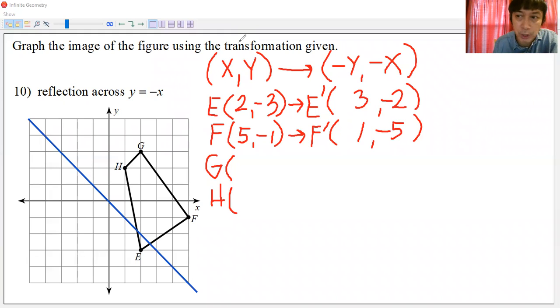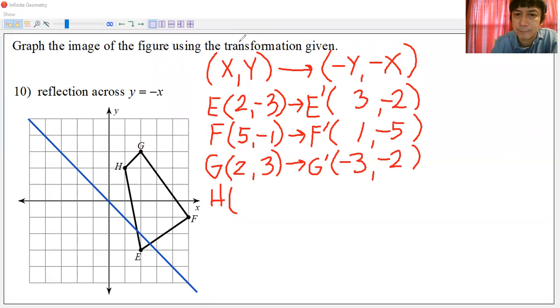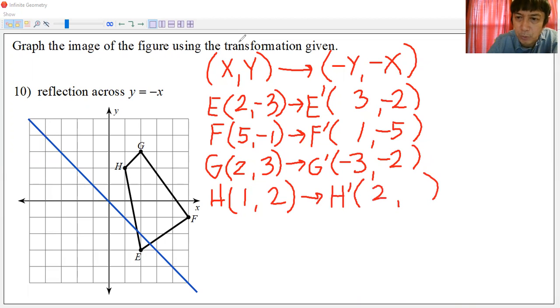Okay, let's proceed to point G. Our point G is (2, 3). From the diagram, it's (2, 3). All right. And then our G prime, this becomes (3, 2) first. And then change the sign, they will become both negative. There. Okay, point H now. Our point H is (1, 2). And our H prime, we interchange first. This becomes (2, 1), and then reversing the signs, they will become negatives.